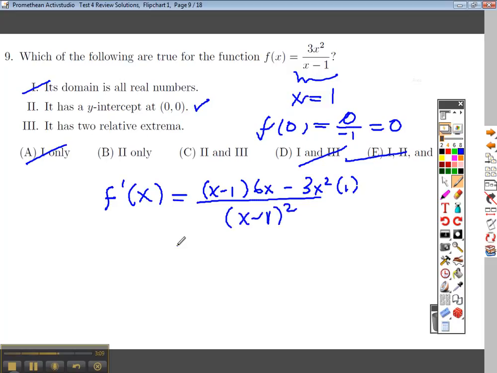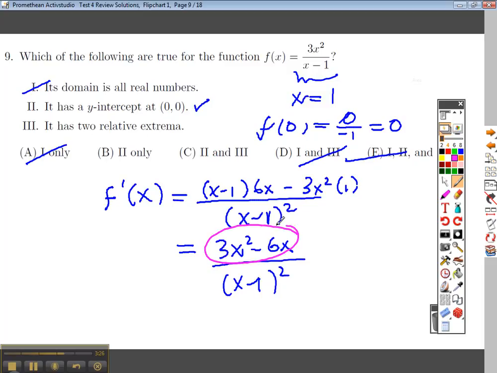Off you go. Okay, simplifying this, I got a 6x minus 3x squared. So I'm left with 3x squared minus 6x all over x minus 1 squared. If I want to make my sign chart, it looks like my critical numbers, if I focus just on the top and pull out a 3x, that leaves me with an x minus 2. So my critical numbers look like there's one at 0, one at 2, and also don't forget the asymptote at 1. So let's make a sign chart.